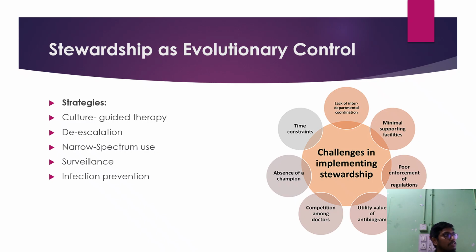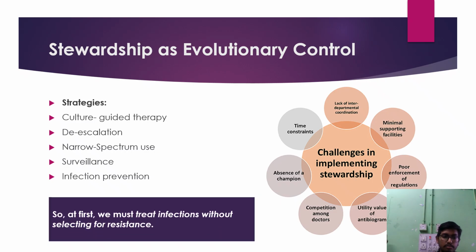There are some time constraints, lack of departmental intercoordination, minimal supporting facilities, poor enforcement of the regulations, utility value of the antibiogram, competition among doctors, absence of a champion, and so on. So at first we must treat the infection without selecting for resistance. If the culture sensitivity report comes, then we go for the broad spectrum antibiotic and so on.